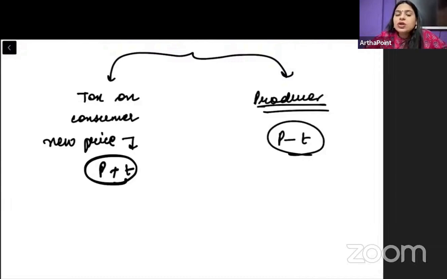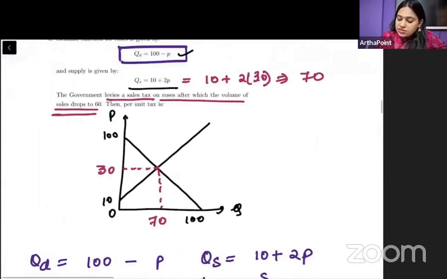So if you are using the consumer side to solve the question, make sure that you replace P with P plus T. And if you are using the producer side to solve the question, then make sure you replace P with P minus T. That's the only difference that you will be having. Okay. Now let me just go back.